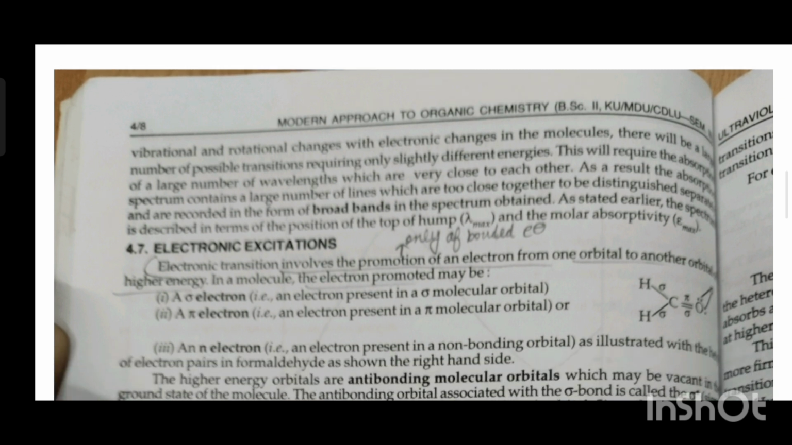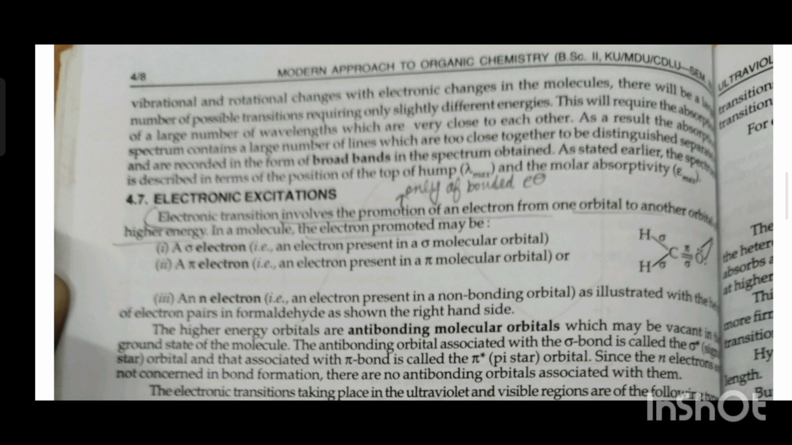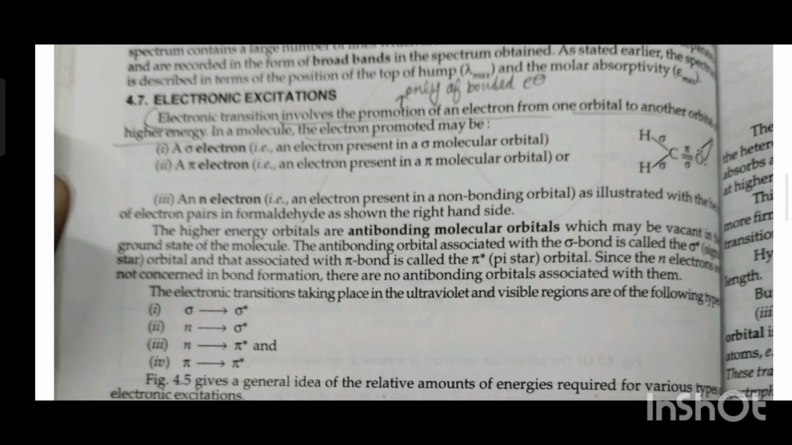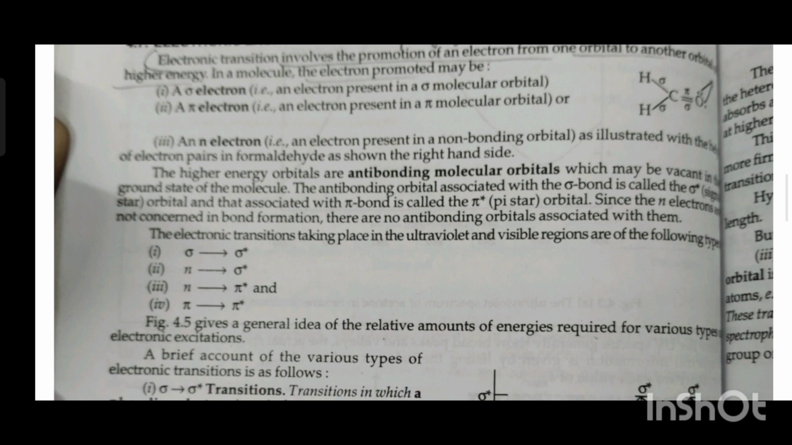Electronic excitation. Electronic transition involves the promotion of an electron from one orbital to another orbital of higher energy in a molecule. The electron promoted may be, first, a sigma electron, such that an electron present in a sigma molecular orbital; second, a pi electron, such that an electron present in a pi molecular orbital; or third, an electron present in a non-bonding orbital, as with the lone electron pair in formaldehyde, as shown on the right-hand side.